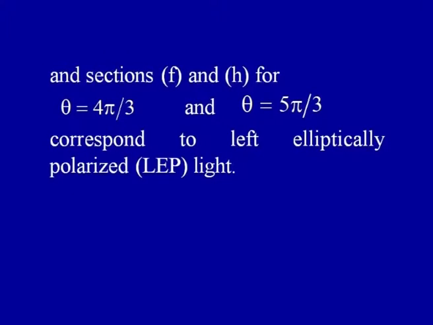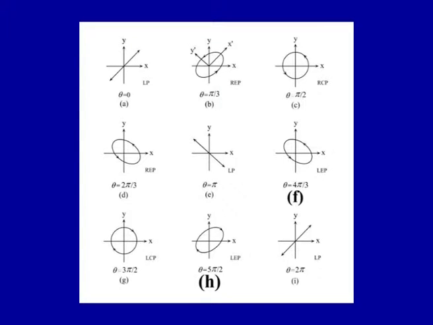Similarly, now the sections F and H, for theta equal to 4 pi by 3 and theta equal to 5 pi by 3, correspond to left elliptically polarized light. These are given here, section F. Again we have elliptical polarization, the only difference is that the sense of rotation is different compared to the earlier case. And again remember, the amplitudes are equal.